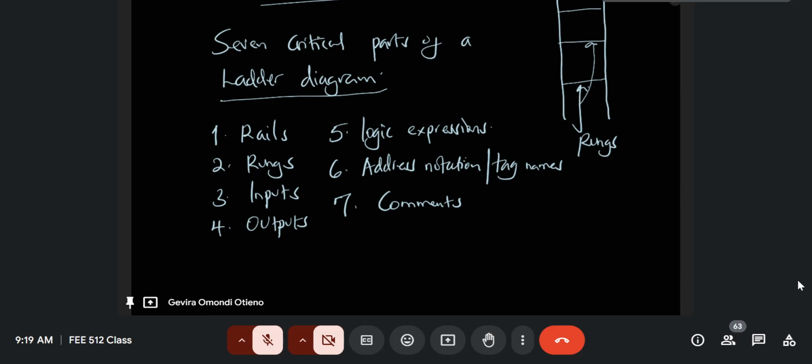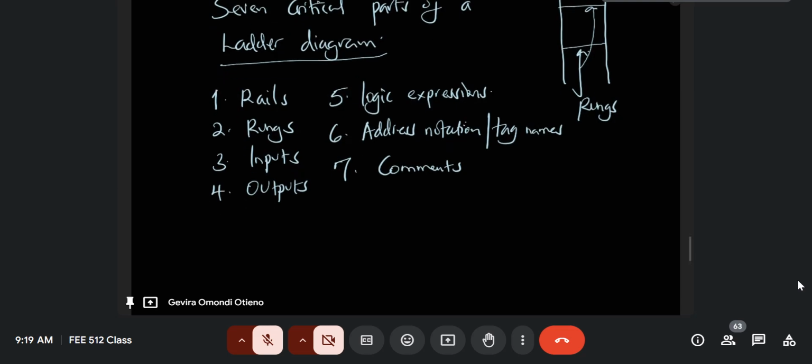And we're going to discuss the type of inputs that exist in ladder diagrams. You've got your outputs, and then you've got the logic expression, which is simply the combination of what the input and output does. Then you've got your address notation, very important. You cannot draw symbols without tagging them with names.